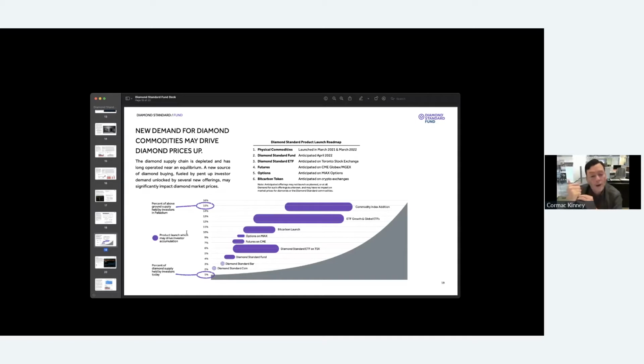In the near future, I've already mentioned the futures on the CME. We're also launching options on the MIAX exchange, and we're in the process of developing ETFs. We've actually already filed an ETF in collaboration with the New York Stock Exchange that will list under the ticker DIAM, but that will take some time before those launch. In the meantime, we'll probably launch an ETF in Canada in the short term. But all of these different products open up a new segment of investors to giving them access to diamonds.